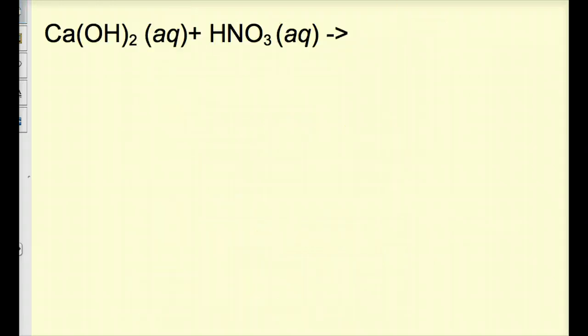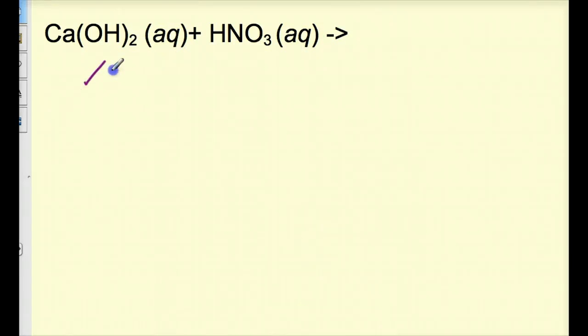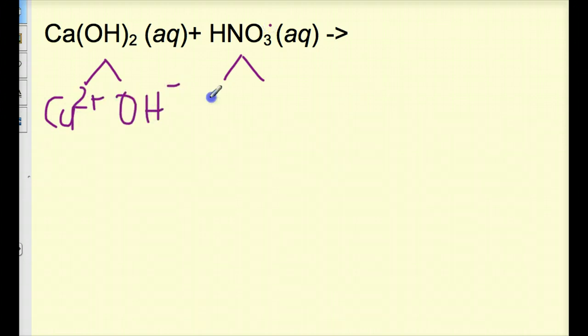If we take a look at this one, the first step always says break down your aqueous. So I'm going to break down these aqueous ones, and I get Ca2+ and an OH-. And on this side, I get an H+ and an NO3-.